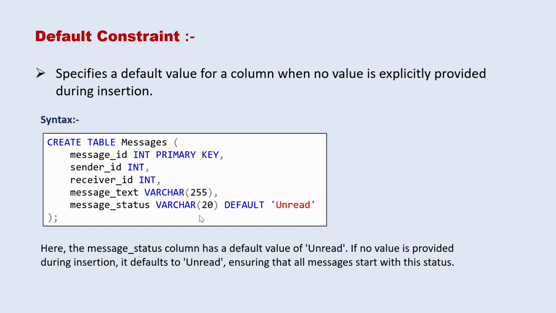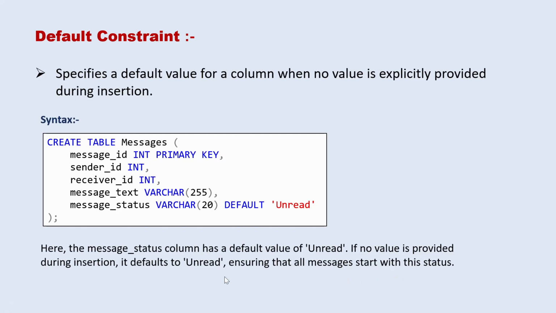Okay, and how can we create a default constraint? This is the syntax. In the last column, message_status, we have tried to create a default constraint. So we can use the keyword DEFAULT, then the default value which you want to insert. Okay, and the rest of everything will be the same. So on creating this table, it will create a default constraint on the message status column. Okay, so this is the same thing what we have written here. The message status column has a default value of unread. If no value is provided during insertion, it defaults to unread, ensuring that all the messages start with this status. Okay, so this is the exact thing what we have discussed, right?